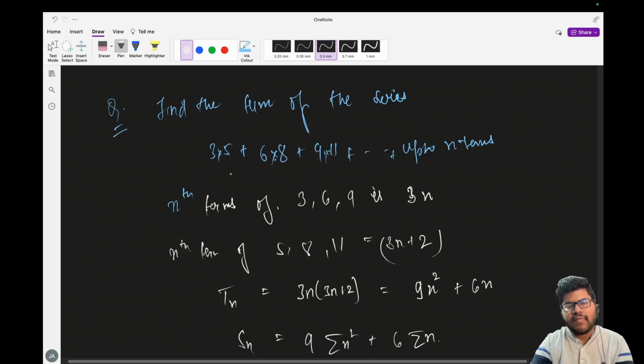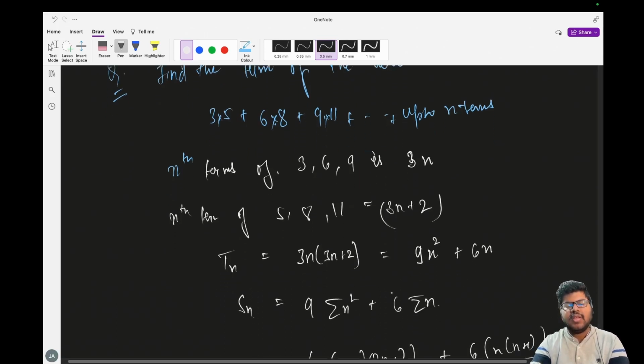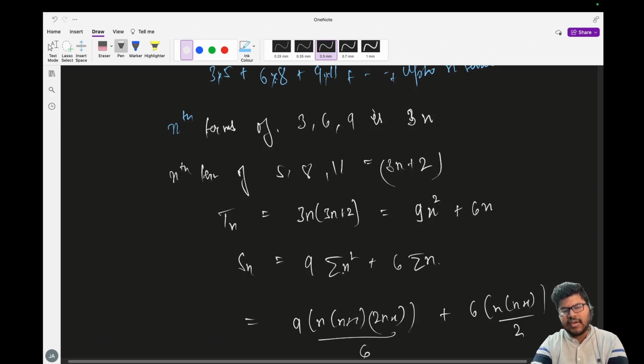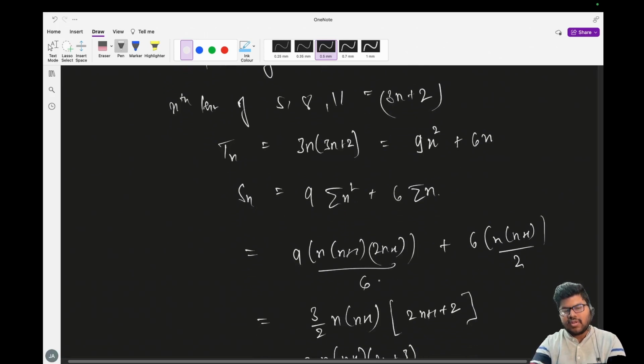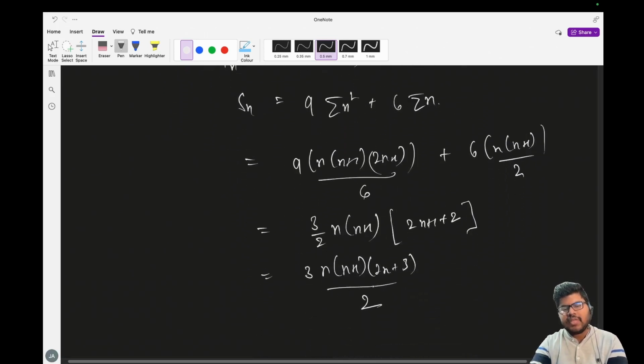So here we are finding the general term by using the given question. If we are able to successfully find the general term, then we have nothing much to do but multiply them, and what we get is 9n square plus 6n. Then we calculate the sum, which is simple: 9 into summation n square plus 6 into summation n. When we simplify it, we get the result 3n into (n plus 1) into (2n plus 3) by 2.